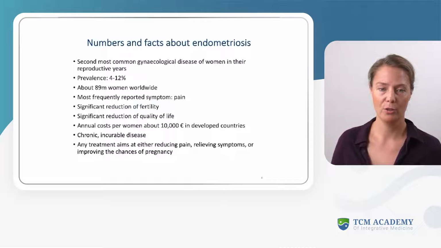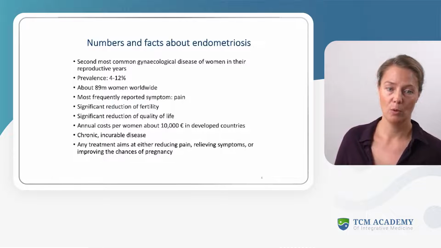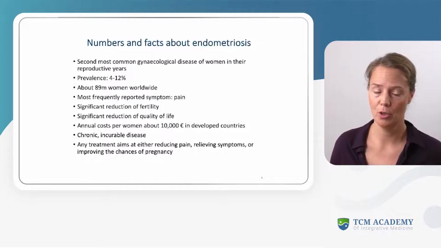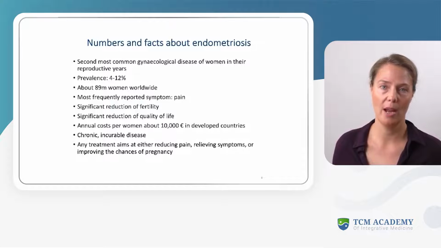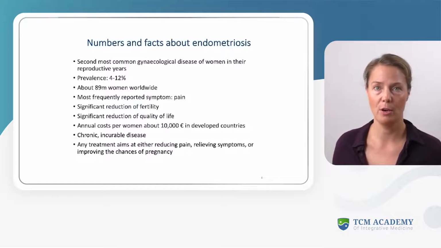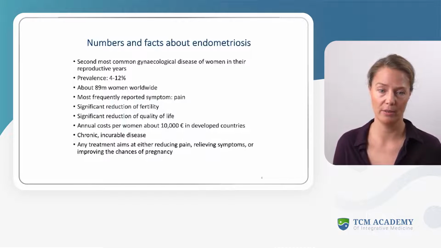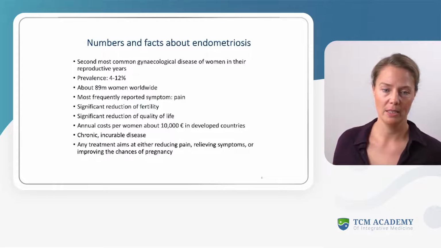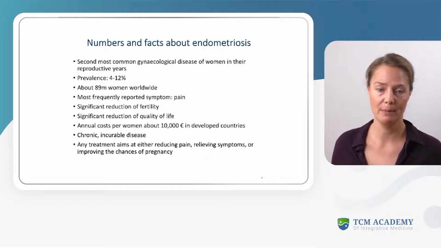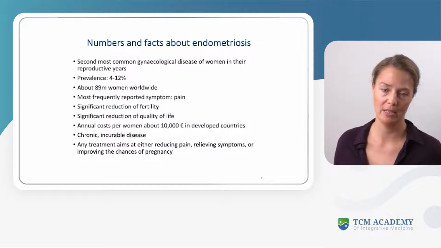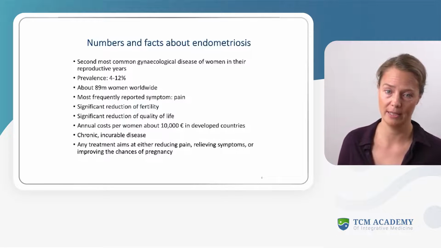Endometriosis is a chronic incurable disease. This is very important to know, because we need to be aware that we cannot cure endometriosis. This is something we need to discuss with our patients, and it is important which treatment options are the best for the individual patient. We will talk about this in more detail later on. So any treatment either aims at reducing pain, relieving symptoms, or improving the chances of pregnancy. This concerns both conventional medicine as well as Chinese medicine.